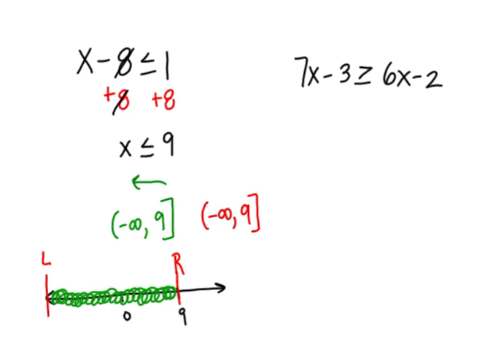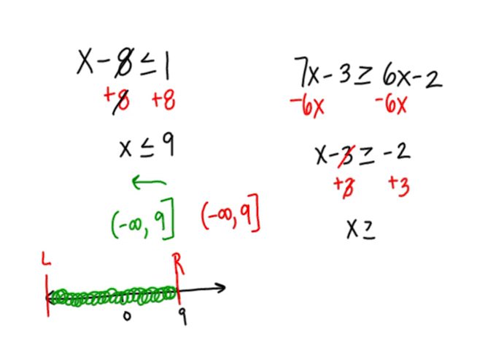Let's try our second one. 7x minus 3 is greater than or equal to 6x minus 2. The first thing we want to do is get our x's on the same side. So to get our x's on the same side, I'm going to move this 6x over. That leaves me with x minus 3 is greater than or equal to negative 2. I'm going to work on the x side now, and to work on the x side, I move the 3, so I'm going to add 3 to both sides. x is greater than or equal to 1.